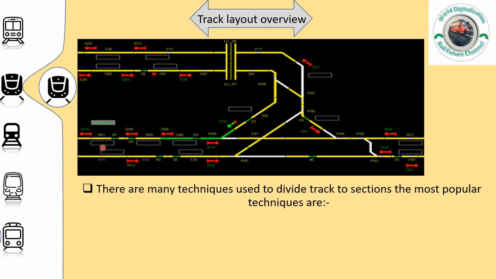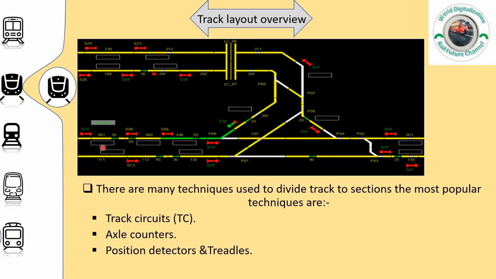There are many techniques used to divide track into sections. The most popular techniques are track circuits, TC, axle counters, and position detectors and treadles. We are going to talk about track circuits today, and later on we can take them one by one to have more explanation regarding them.